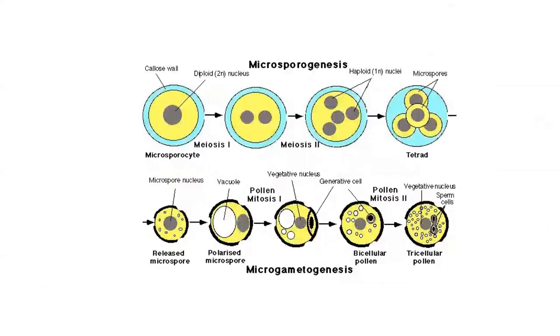Then we talk about microsporogenesis and microgametogenesis. Microsporogenesis is the formation of the microspores in a tetrad, which are tetrahedrally placed. Then from these, how the sperm nuclei are formed, and how the vegetative and generative cells are formed, that is important, and that is called microgametogenesis. So this is what you should know, and the difference between the two.